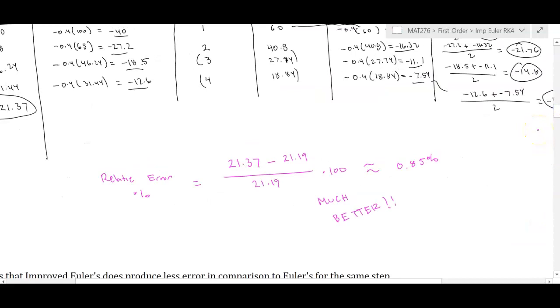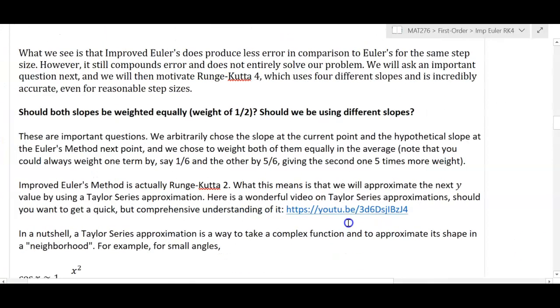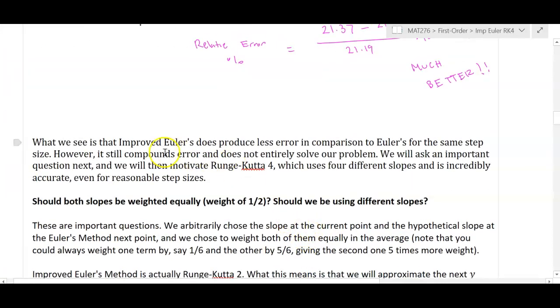Now, at the same time, just like Euler's method, improved Euler's method is going to have some error. So what we do see is that improved Euler's method has less error in comparison to Euler's for the same step size. However, it still compounds error and does not entirely solve our problem. We will ask an important question next, and we will then motivate Runge-Kutta 4, which uses 4 different slopes and is incredibly accurate even for reasonable step sizes.